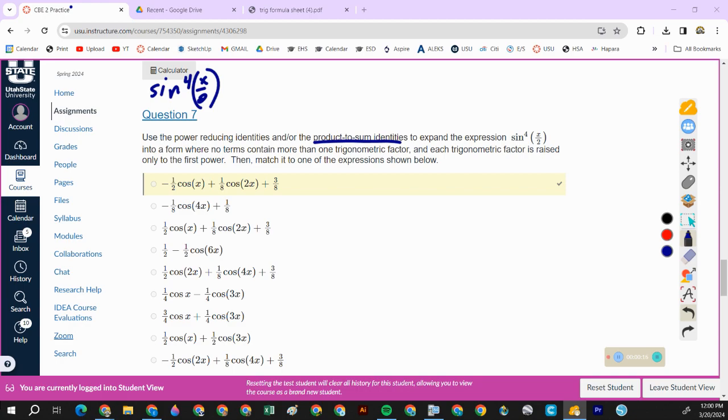And our rules for simplification say you're not allowed to use more than one trig function. So you can't have a sine and a cosine. And you're not allowed to use any exponent bigger than 1. So you can't have a sine squared or a cosine squared.